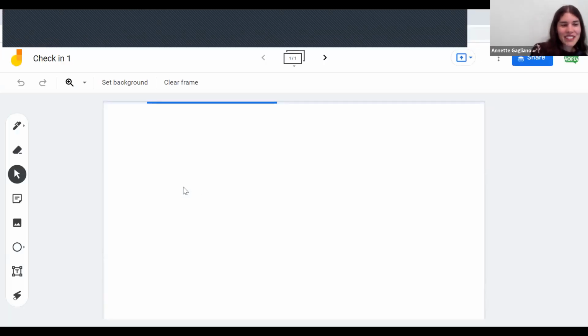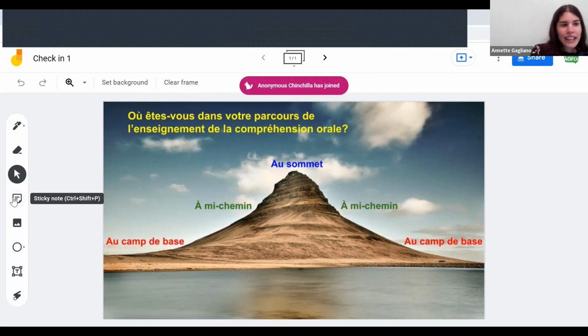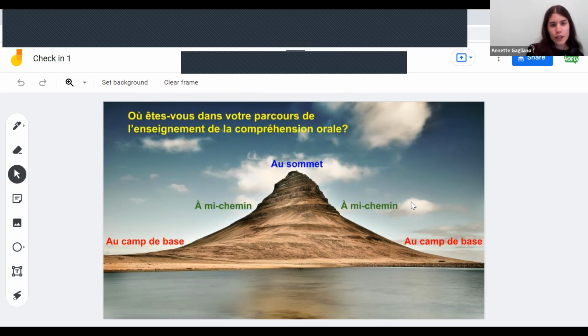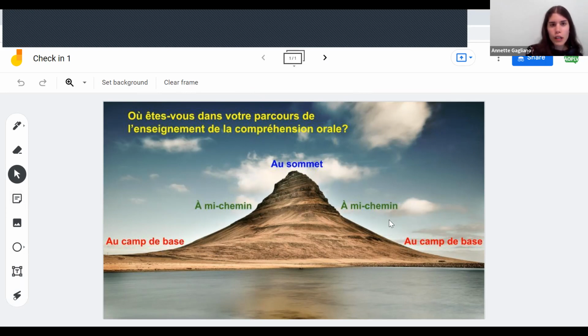And we ask that you take a little sticky note and you place your sticky note where you find yourself on the mountain. But at the same time, explain why you think your listening development for teaching is at that level. It's all anonymous. This is the time to really be truthful to yourself. Where are you in teaching listening with your classes? And where would you like improvement? What are you looking for? So that's what we ask.